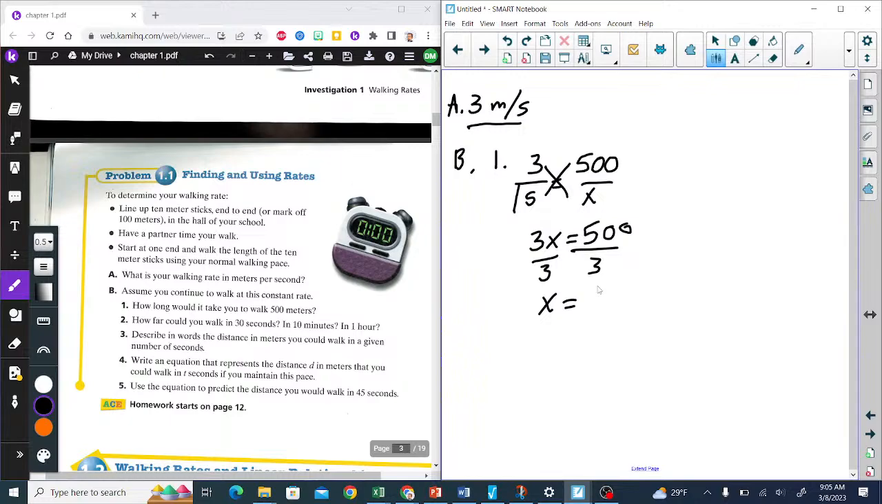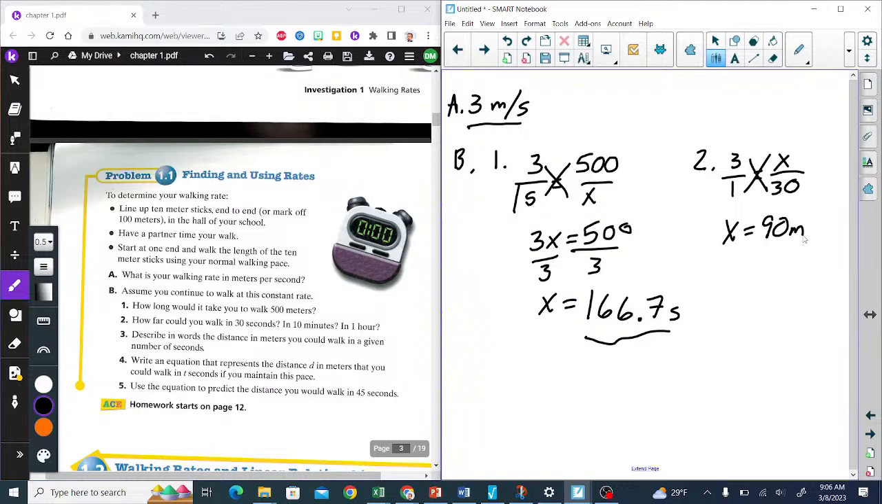I've grabbed my calculator. 500 divided by 3 gives us 167.7 seconds. Now, that's a weird thing, but we're going to leave it be because it doesn't tell us that we have to have our answer in any other units. How far could you walk in 30 seconds? We're going to go 3 over 1 equals x over 30, so we cross multiply. That gives us x equals 90. So in 30 seconds, we could walk 90 meters.